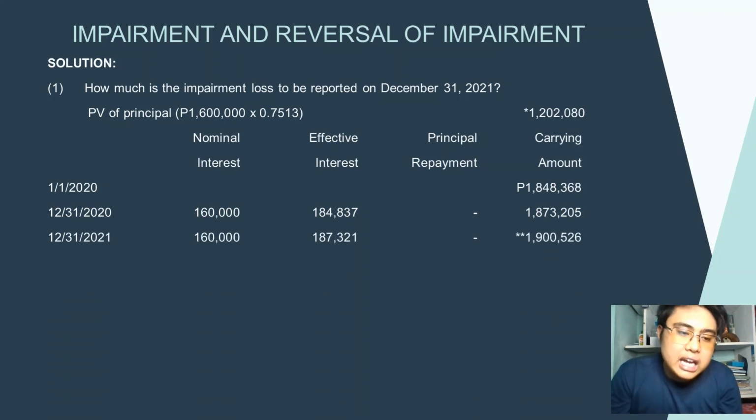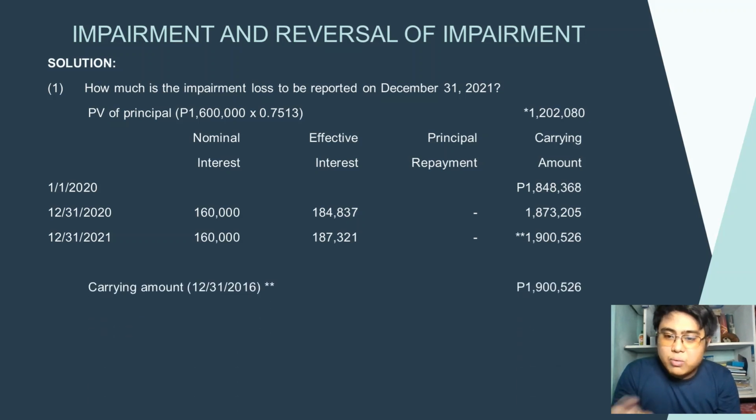Ang kailangan natin ay December 31, 2021. So that would be 160 pa rin ang nominal interest. Yung 1,873,205, that is 10% of 1,873,205, the previous carrying amount. So I think di mo naman kailangan ng calculator yan kasi babawasan mo lang naman isang digit yan, ng dalawang digit yan to compute the 10%. Pero kung wala kang tiwala sa sarili mo sa pagko-compute, you can use a calculator. Okay, therefore, our carrying amount is 1,900,526.